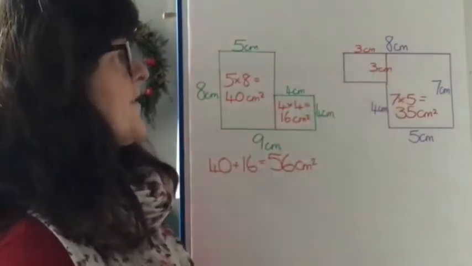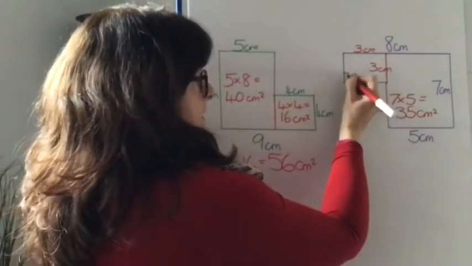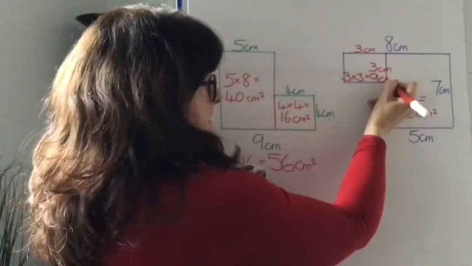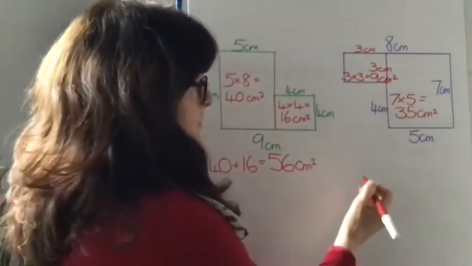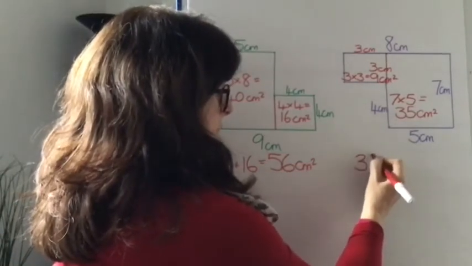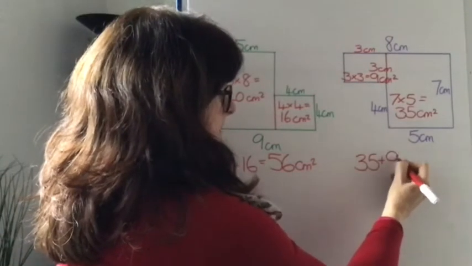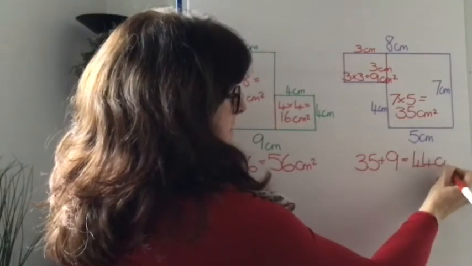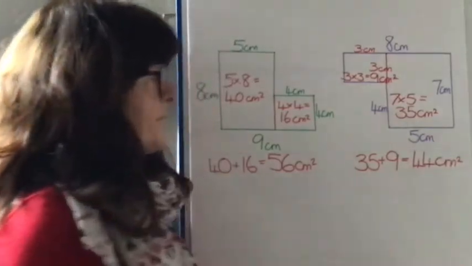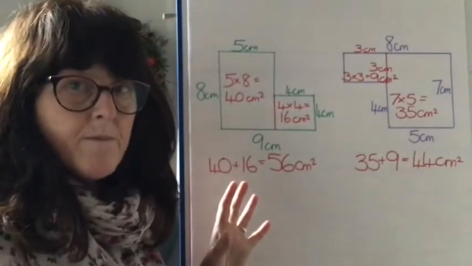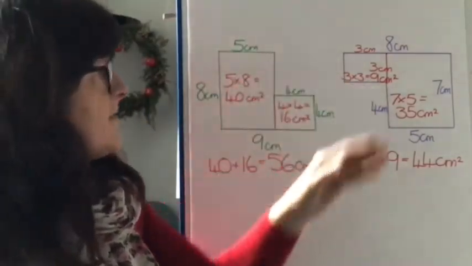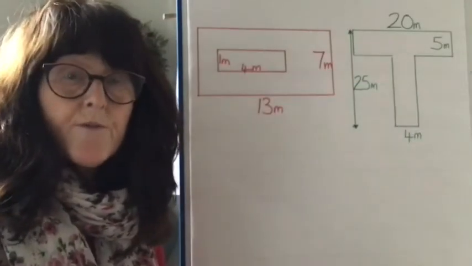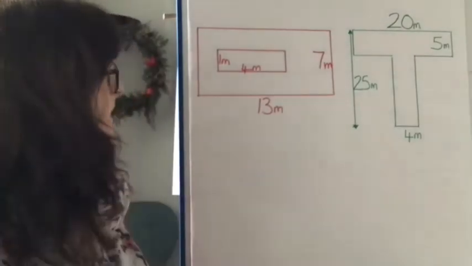Now I have the width and the length. I can calculate the area. 3 times 3 equals 9 centimetres squared. And all I need to do is combine the 2 areas. 35 add 9 equals 44 centimetres squared. So these aren't one-step problems. You do need several steps to solve each one. So now I'll work through the other 2 examples.